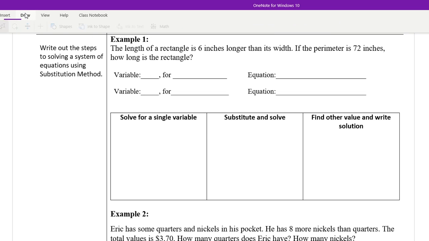Example 1 says the length of a rectangle is 6 inches longer than the width. If the perimeter is 72 inches, how long is the rectangle? So what this question is actually asking is how long our rectangle is. But it doesn't give us specifically the length or the width of our shape. So in this case, we have to use our system of equations by creating two equations and then solving for each variable.